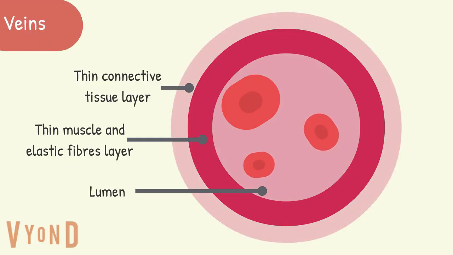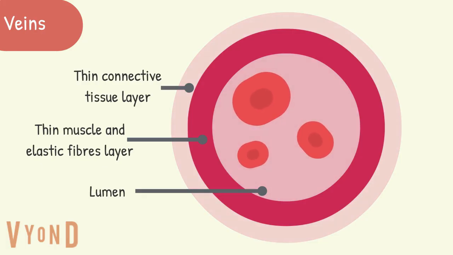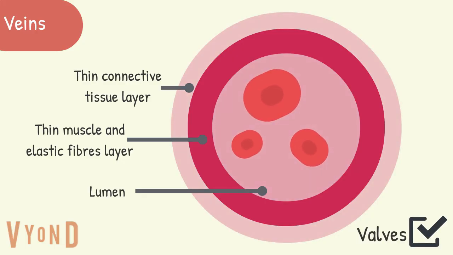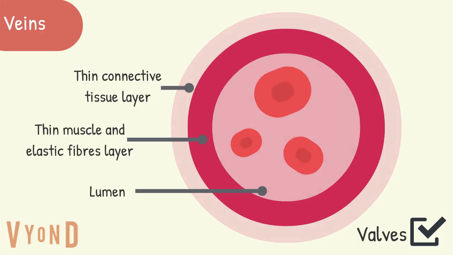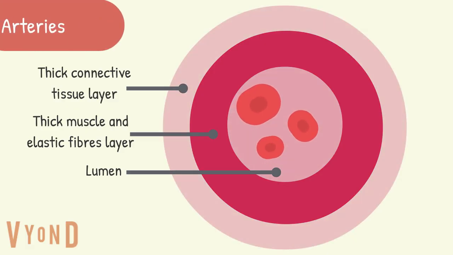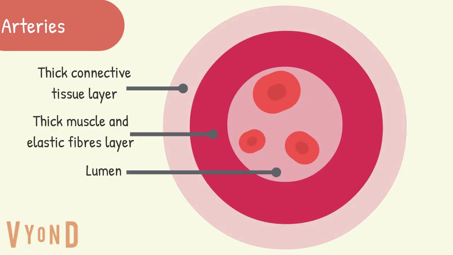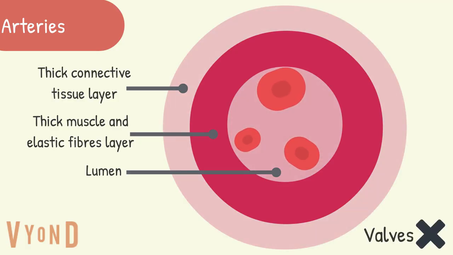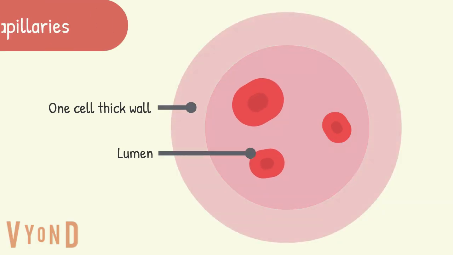Veins carry blood at lower pressure back to the heart. Veins have thin walls and thin layers of muscle and elastic fibres. Veins have valves in them to keep blood flowing in one direction only and to stop backflow. Arteries carry blood away from the heart at higher pressure in a thick-walled lumen. Arteries have thick outer walls and thick layers of muscle and elastic fibres.